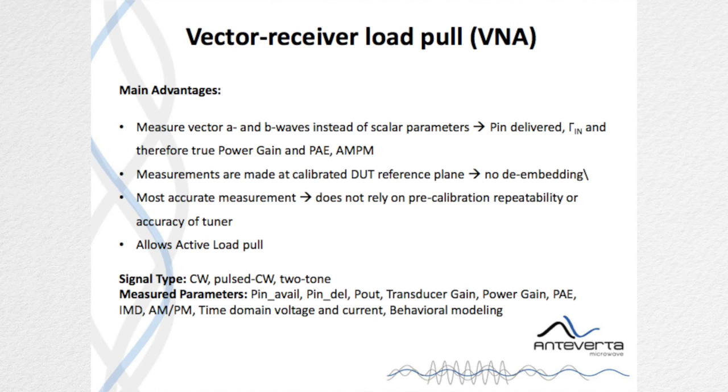It's also the type of system that is normally used when doing active load pull. With this type of system, when using a conventional vector network analyzer, you're only limited to measurements like CW, pulsed CW, and two-tone signals. The good thing now is that you're able to measure more quantities, like AM, PM, and also time domain voltage and current, if you have an NVNA, a nonlinear vector network analyzer, or an LSNA. And it's also possible to do behavioral modeling, whether you believe in it or not, but that's for another talk.